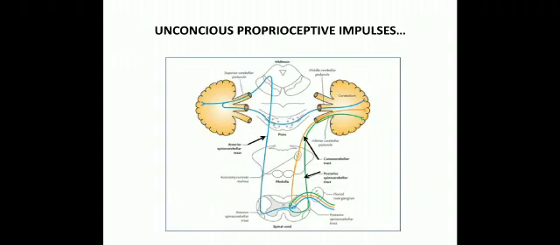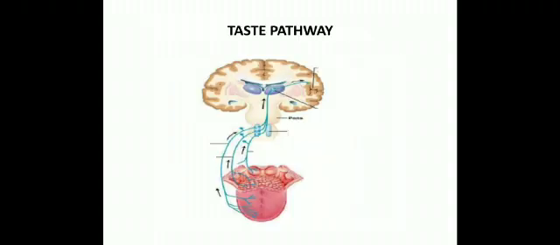So, here you can see the anterior spinocerebellar tract, which is represented in the blue color. Here the fibers enter the cerebellum through the superior cerebellar peduncle, whereas the posterior spinocerebellar tract is represented in green color here, and the cuneocerebellar tract is represented in yellow color. These enter the cerebellum through the inferior cerebellar peduncle.